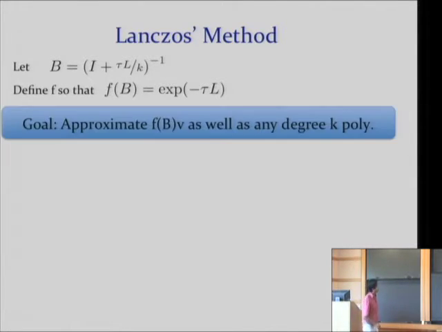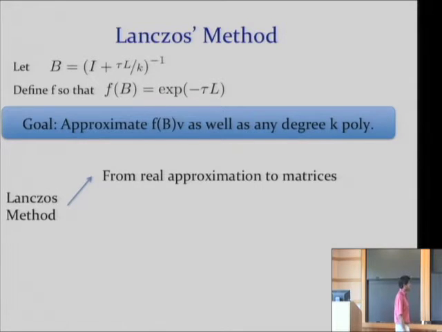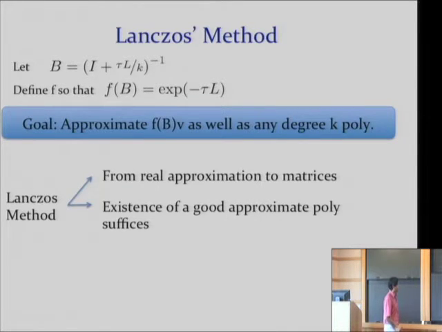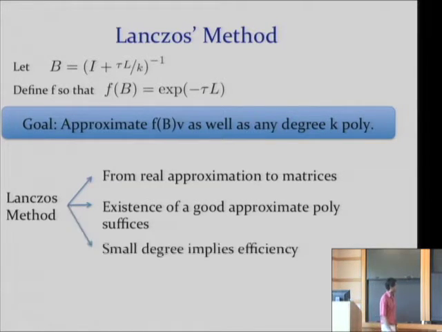This is our objective, and our goal is to approximate f of B as well as any degree K polynomial. Good, and the Lanczos method will allow us to do that. It has some really nice properties. First, it allows you to go from real approximation to matrices, which is obvious if you know the polynomial. But the advantage here is that an existence result is good enough. If you know there exists a good approximating polynomial, you can go to matrices. And the third advantage is that if your approximation degree is small, then the process is really efficient.